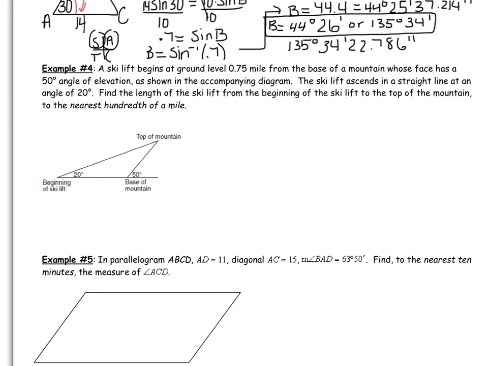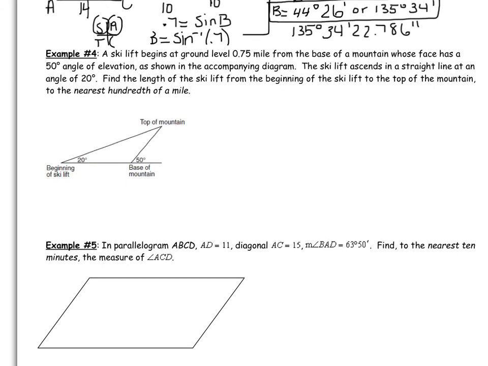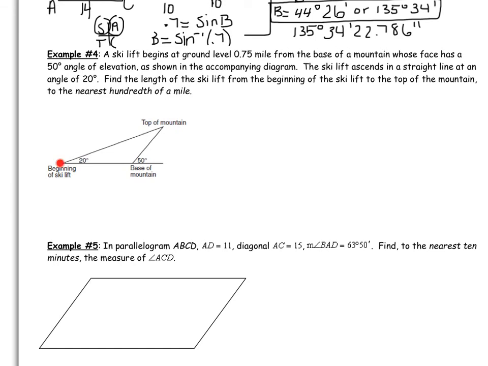Okay, example number 4. A ski lift begins at ground level 0.75 miles from the base of the mountain. Okay, so if this is the beginning of the ski lift right here, and they say that it's 0.75 miles away from the base of the mountain, that's here. So this is 0.75. And it tells you that it has an angle of elevation of 50 degrees, which is given here. And they want to know the length of the ski lift from the beginning to the top of the mountain. So they want this piece here.